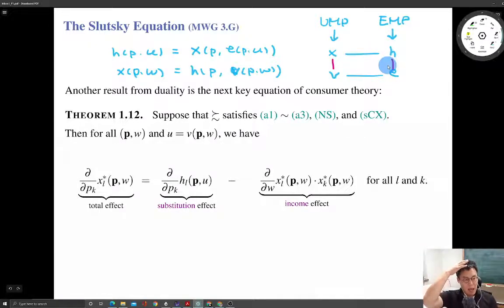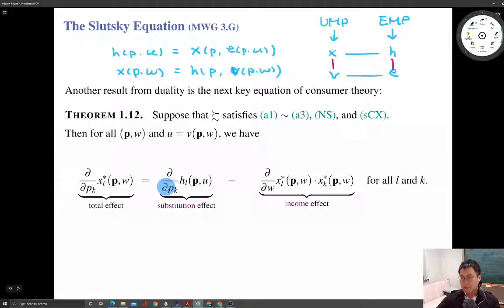Alright, so in this video we are going to study one more thing coming from the duality. The previous result is more concerned about the relationship between these two demand functions at some specific point. The second result from duality, the so-called Slutsky equation, is now concerned about the responsiveness of these two demand functions with respect to a change in price. So now we compare the responsiveness of each demand function in response to a change in price.